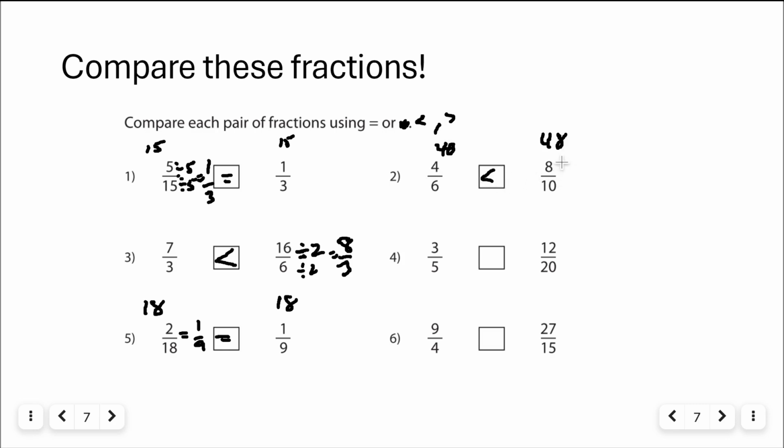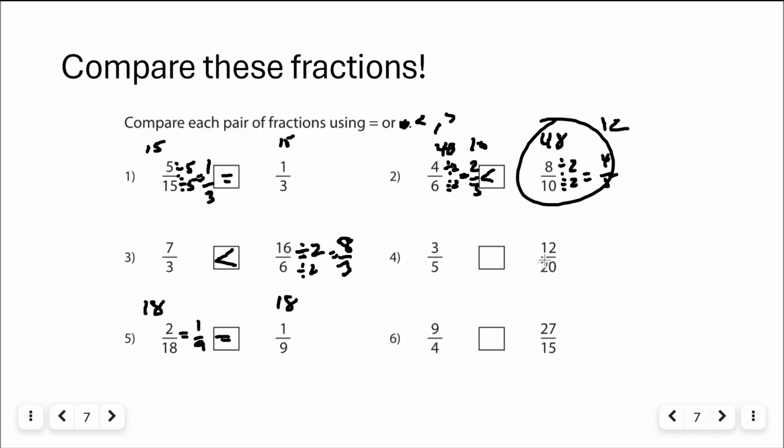I also could have divided each one of these by 2. That would give me 4/5. And that one by 2, that would give me 2/3. That may still not be obvious to you. So then you do 2 times 5, that's 10. 3 times 4, that's 12. This one is the larger one.